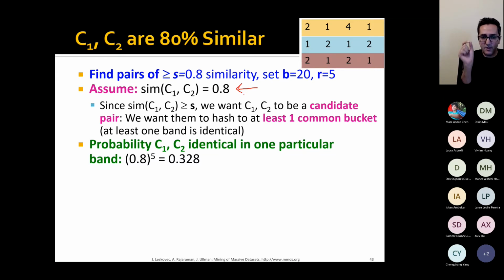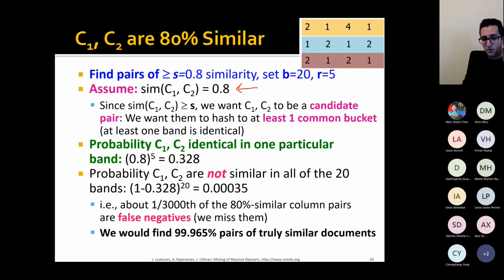So the probability that the first two numbers match is 0.8. The probability that the second two numbers match is 0.8 again, so on and so forth. So it's like 0.8 times 0.8 times 0.8, 5 times. So it's 0.8 to the 5. And it's like 32%, 33%. So this is the probability that they are the same in one band, 33%.